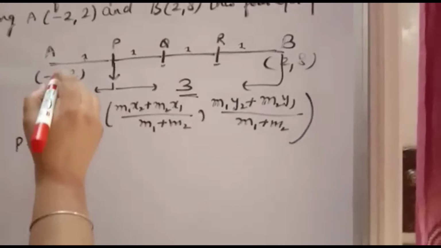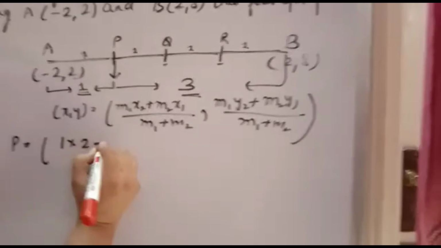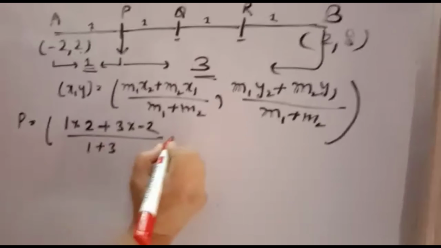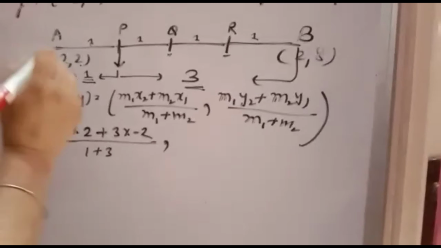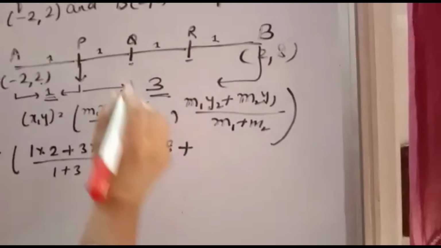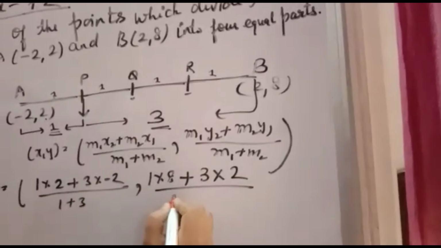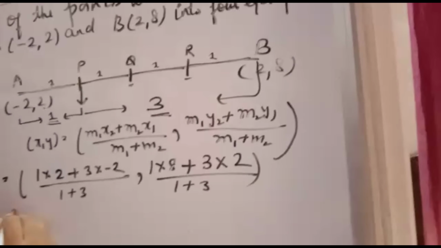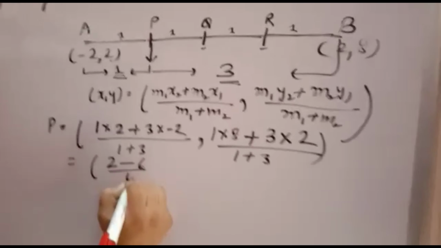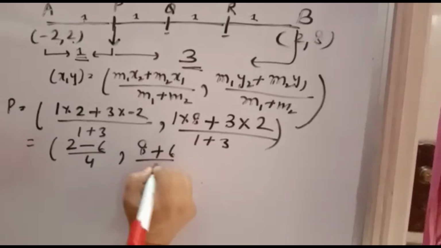So I am doing it directly. You will get (1 into 2 plus 3 into -2) over (1 plus 3), and the y coordinate will come (1 into 8 plus 3 into 2) over (1 plus 3). Now 1 into 2 is 2, 3 into -2 is -6 over 4, and 1 into 8 is 8, and 3 into 2 is 6 over 4.